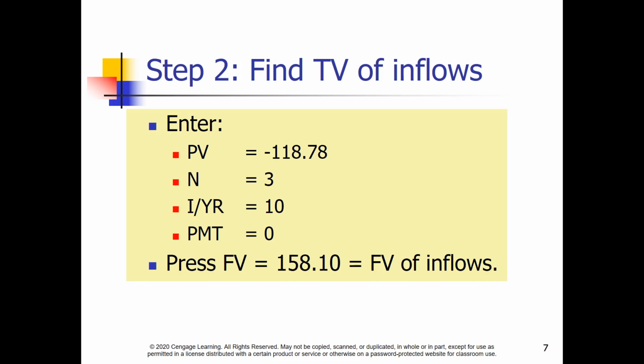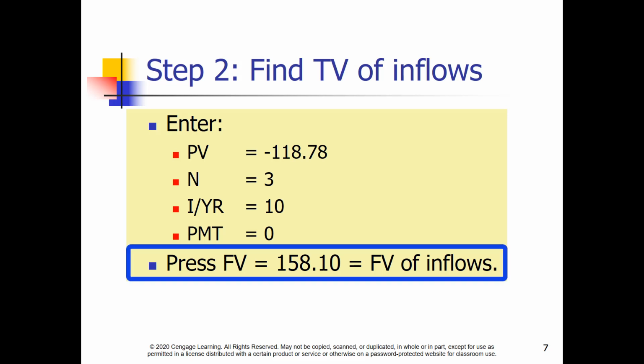118.78 should still be displayed. Press the plus or minus key to change the sign. Press PV to place the value in the PV cell. Enter the rest of the variables. N is the number of years of the project, 3. IY is the discount rate, 10. Payment is 0. Press compute and future value. Future value of the cash flows is 158.10, which is now already in the FV cell, which is where you want it.